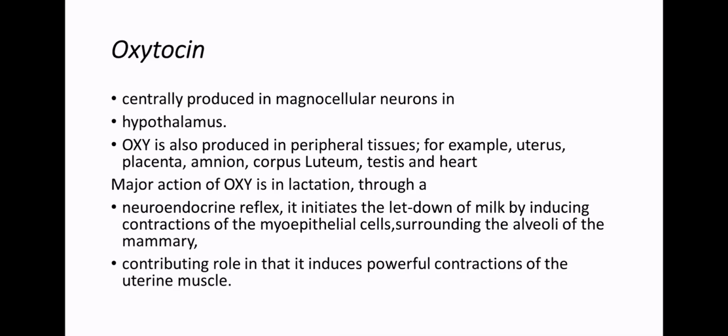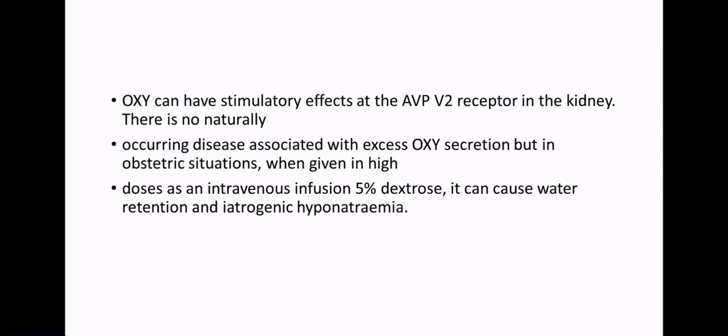It can also have stimulatory effects at the AVP V2 receptor in the kidney. There are no naturally occurring diseases associated with oxytocin secretion, but when given in high doses as an intravenous infusion in 5% dextrose, it can cause water retention and iatrogenic hyponatremia.